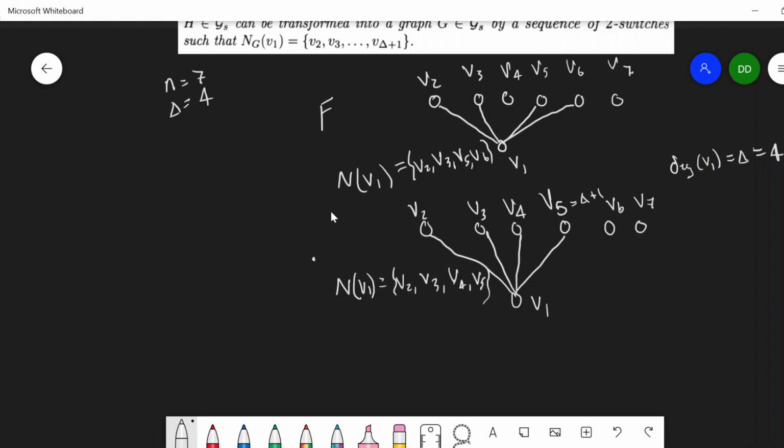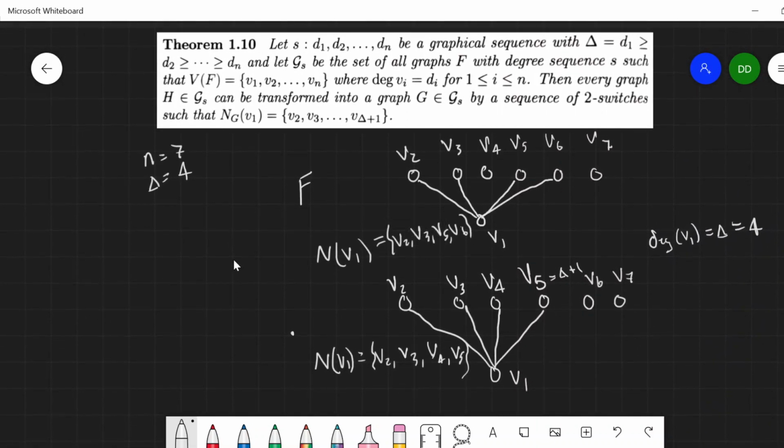So how do we prove this? This is the proof that we can always find a graph like this. Back in the notation of the theorem, this would be just some arbitrary graph F. This would be like my graph G in the theorem. So every graph H in GS, so I have some graph H. It could look like F, could look like something else. We know it's labeled in this way. It has degree sequence S. What it's saying is we can transform it into the graph G by a series of two switches. And that's the idea.